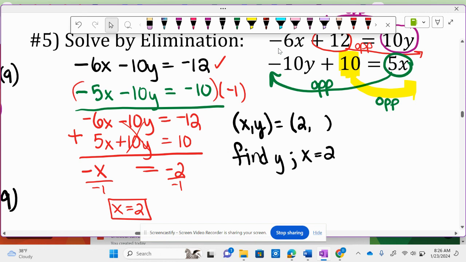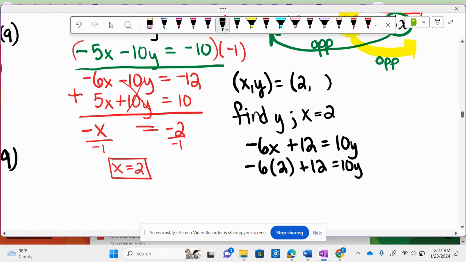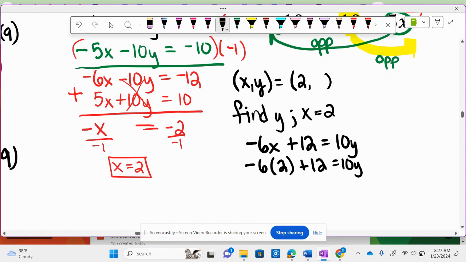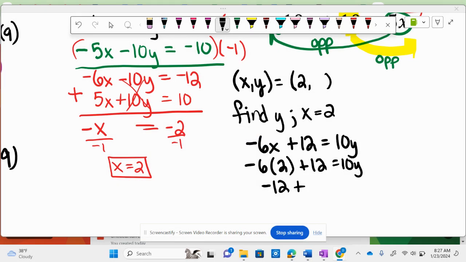The top one? Okay, so my top equation is negative 6x plus 12 equals 10y. So I'm going to replace my x with a 2. Negative 6 times 2 plus 12 equals 10y. What is negative 6 times 2? Negative 12. Negative 12 plus 12 is 0.